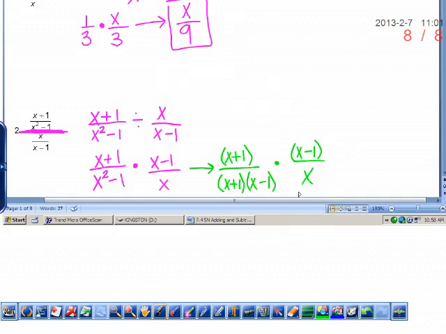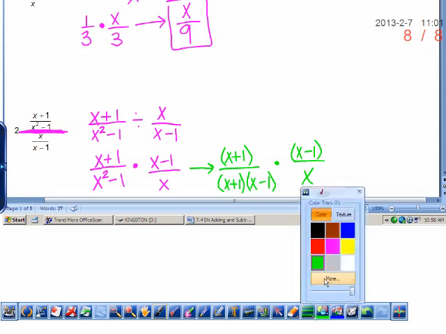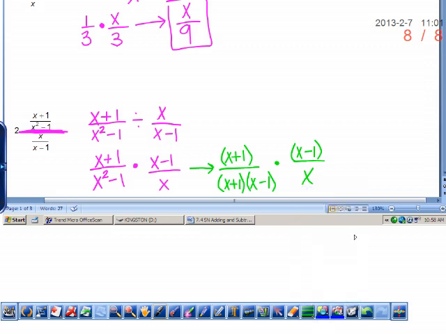Once you have everything in terms of your factors, you're allowed to cancel. But what are you only allowed to cancel? Factors. So do we have any factors that we can cancel? X plus 1 and x minus 1. Good. What do we end up with? 1 over x.